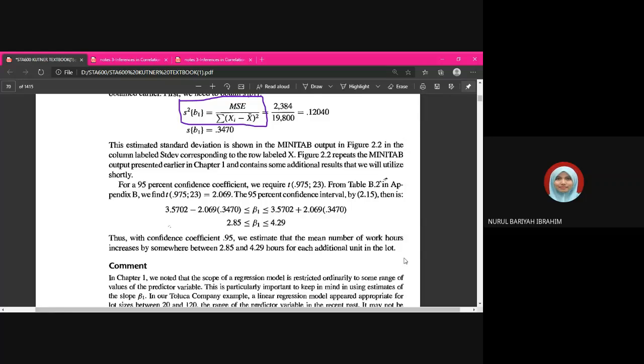So you have to put the unit there. We estimate that the mean of Y will increase or decrease, depending on the sign here, by somewhere between 2.85 and 4.29 hours. You have to put the unit: for each additional unit in the lot.